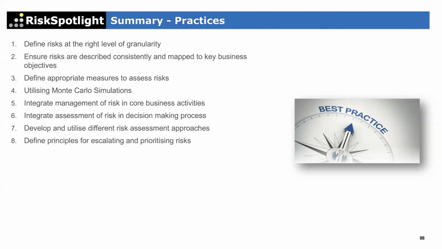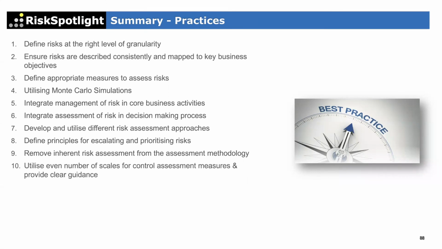So we talked about those principles. Removing the inherent risk, if possible. Of course, in a lot of organizations, there are some heads of operational risk who are absolutely passionate about inherent risk and will never accept that suggestion. But that is fine. If that's not the case in your organization, and if there is a possibility, then consider dropping it. Utilize an even number of scales for control assessment measures and provide clear guidance on those scales, so we can make sure they're not impacted by the human bias of going for the middle ground.